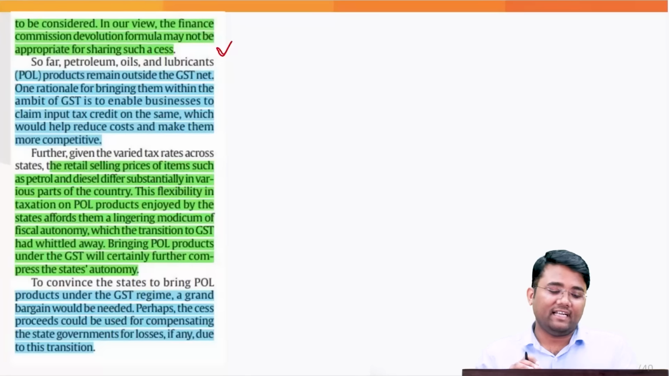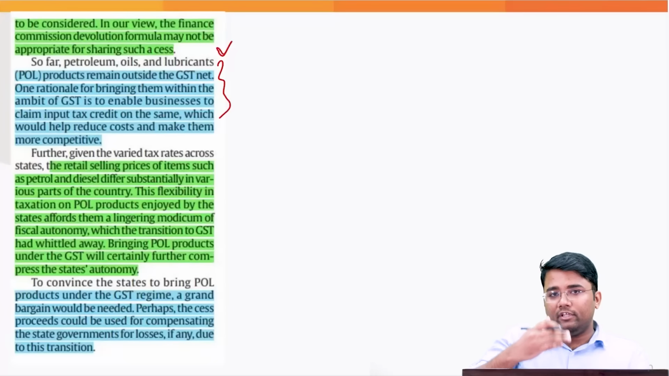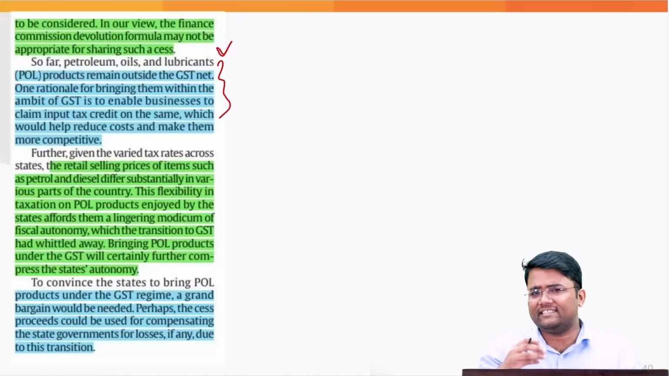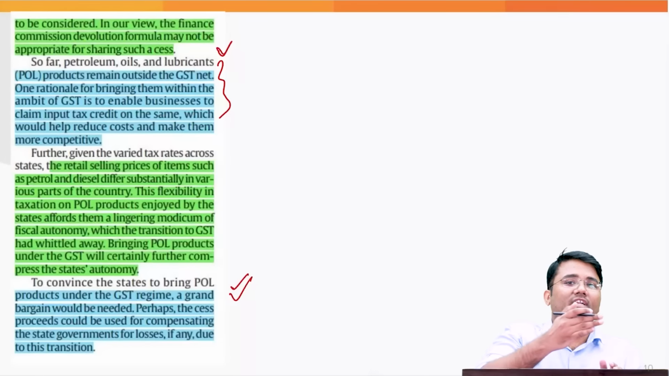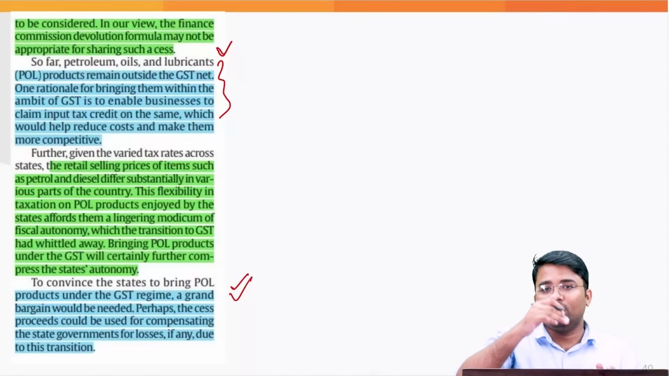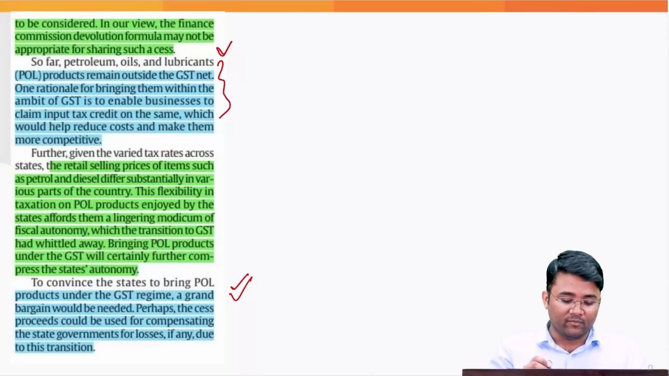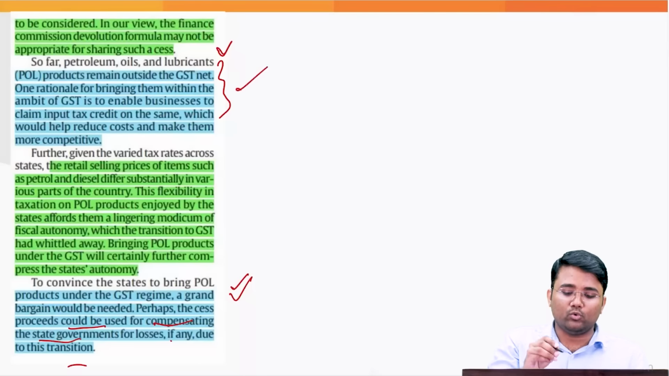So the writer is suggesting that there can be a continuation of the GST compensation cess, and for that there can be a bargain where whatever revenue is being forgone by the states by the inclusion of these particular products like petroleum, electricity, etc., in the GST ambit, that revenue can be given to the states to manage the revenue they would be forgoing due to the inclusion of these products, which they are apprehensive about at this point of time. That can lead to a grand bargain, which will be needed. The cess proceeds could be used for compensating the state governments for losses, if any, due to this transition, that is, the inclusion of these products.